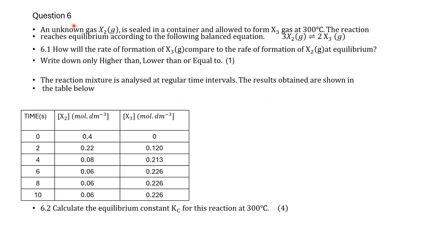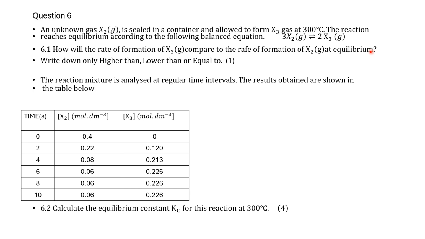Question 6. An unknown gas, X2, is sealed in a container and allowed to form X3 gas at 300 degrees Celsius. The reaction reaches equilibrium according to the following balanced equation: 3X2 to form 2X3. 2 times 3, 6. That way we've balanced the equation. So I have 6 moles of X2 and 6 of X3. Now, how will the rate of the formation of X3 compare to the rate of formation of X2 at equilibrium? Write down only higher than, lower than, or equal.